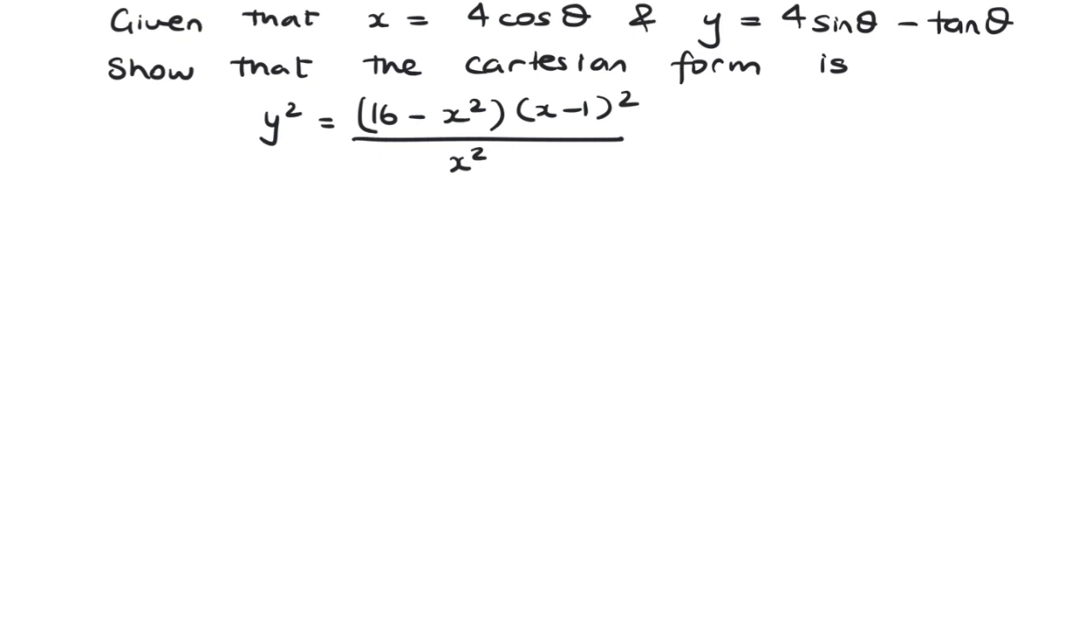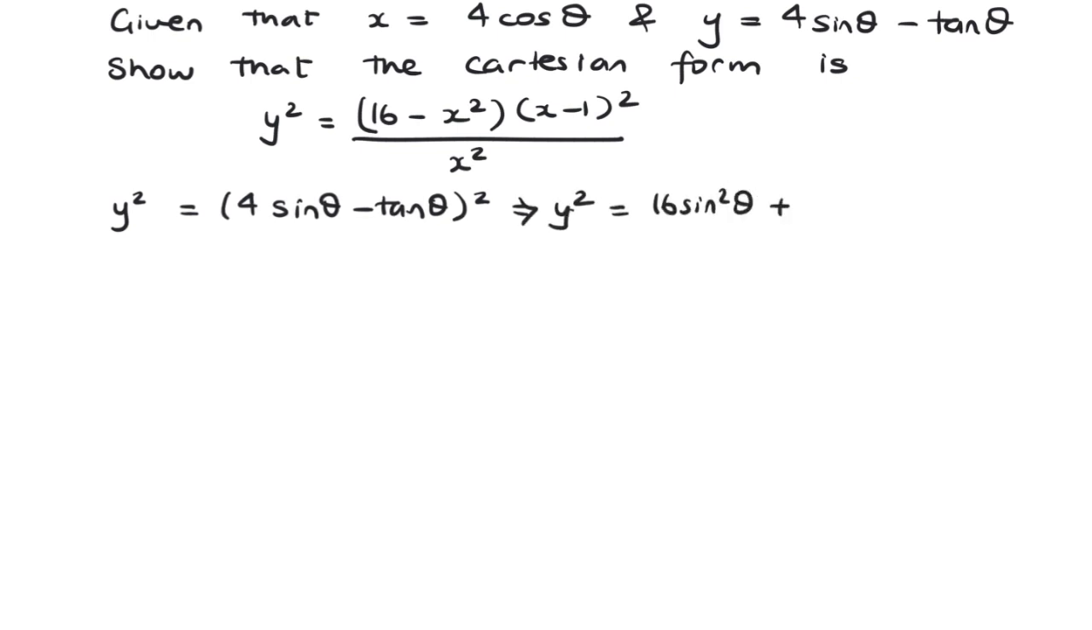So I would choose to start with my y equation. So y squared is 4 sin theta minus tan theta, whole squared. And I'm going to expand this. So it will be y squared equals 16 sine squared theta plus tan squared theta minus 8 sine theta tan theta.